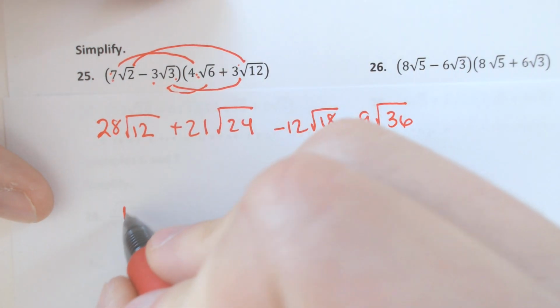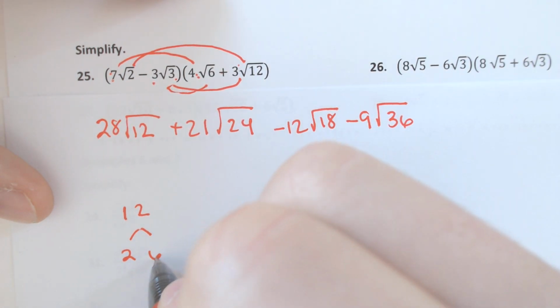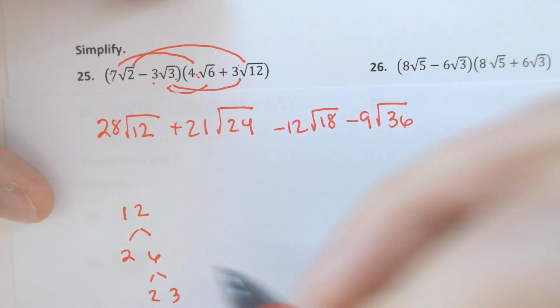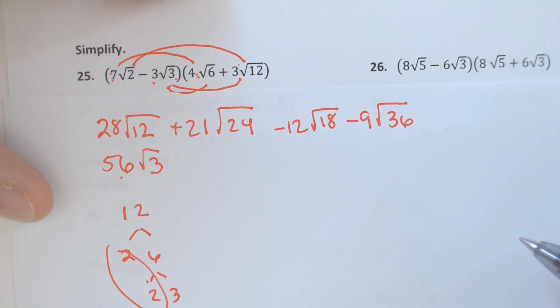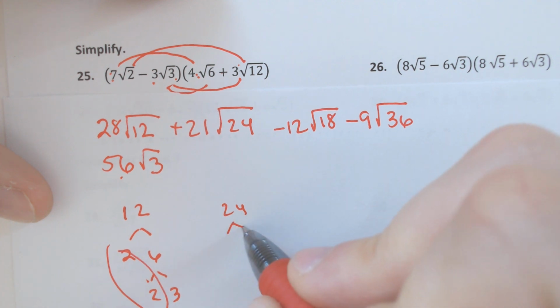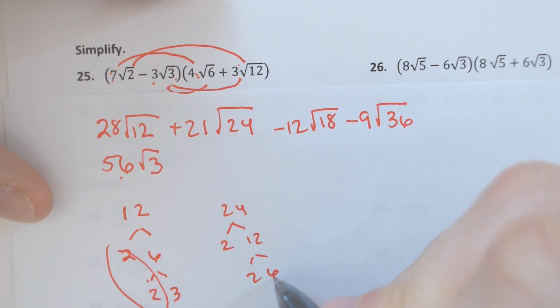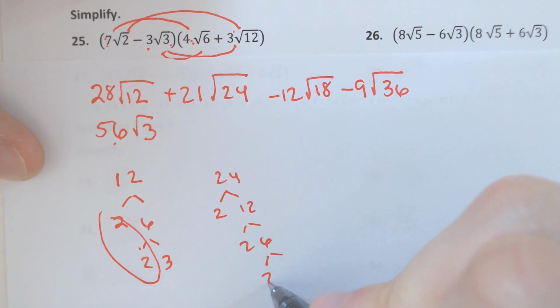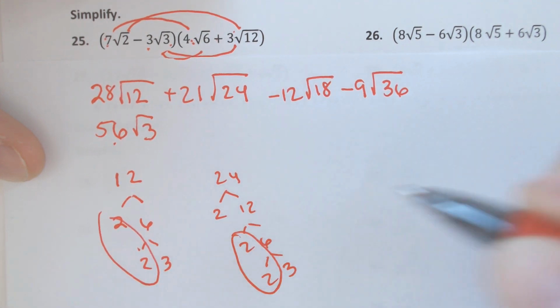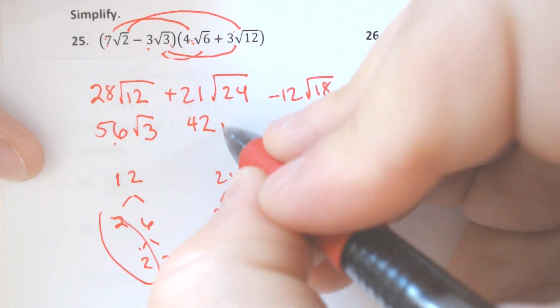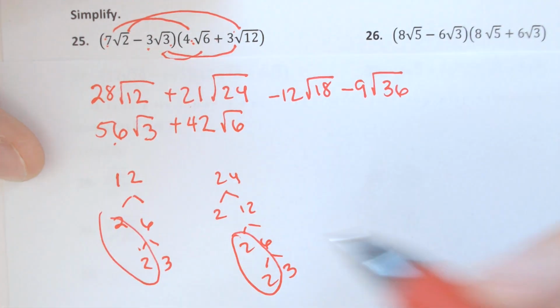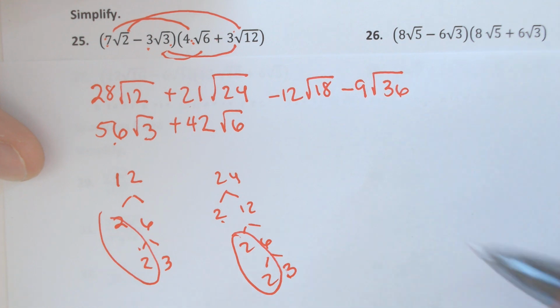The 28 square root of 12, I'm going to do the 12 and break it down right here. 2 and 6, 2 and 3, is going to turn into 56 because the 2 is going to go on the outside, square root of 3. The 24 is 2 and 12, 2 and 6, and then 2 and 3. Would turn into 2 on the outside multiplied with the 21 would be 42 square root of 6. 2 times 3 to get the 6 on the inside.